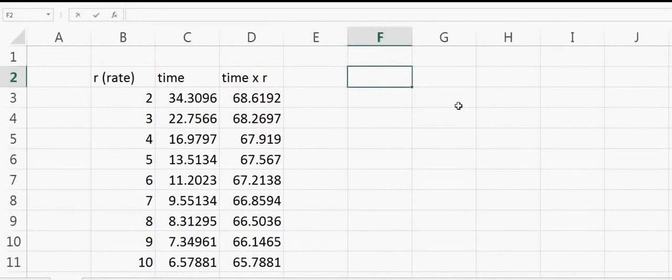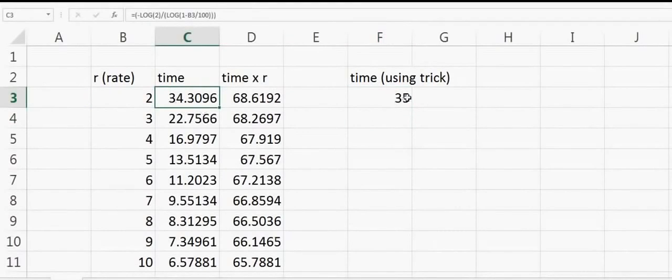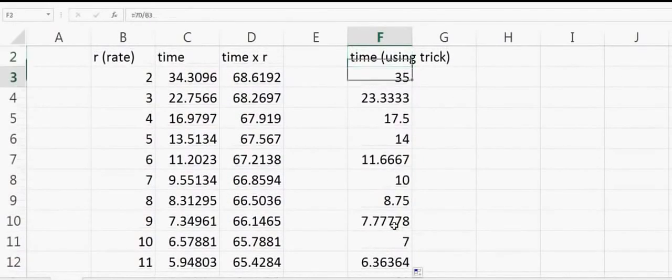Now if we calculate this using the trick, what should be the time using the trick? That should be equal to 70 divided by the rate, that's 35 years. You can see that originally we were calculating 34 years, but by using the trick it's 35 years, so it's a very close approximation, and we can keep doing this for all the rates, and we can see that the numbers are very close to each other. So if we have 9.55 years here, we get approximately 10 years.